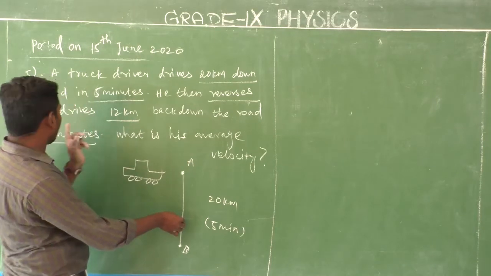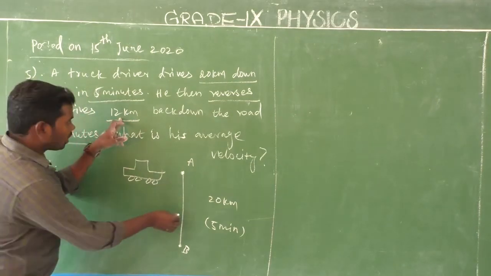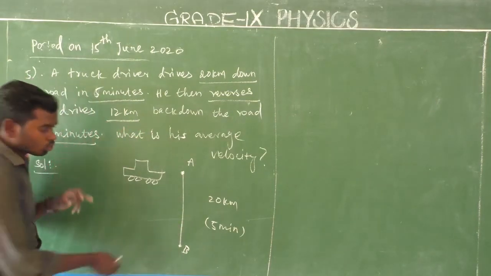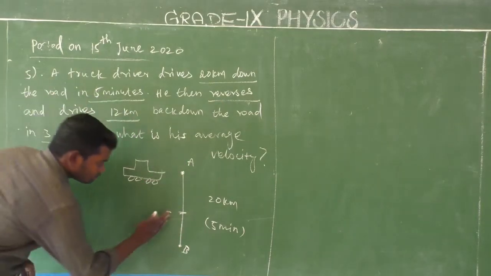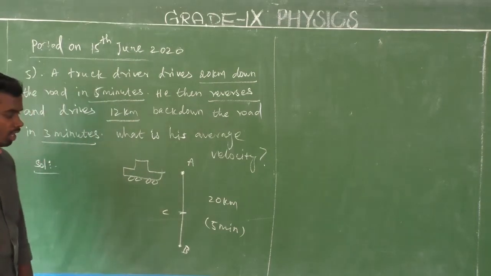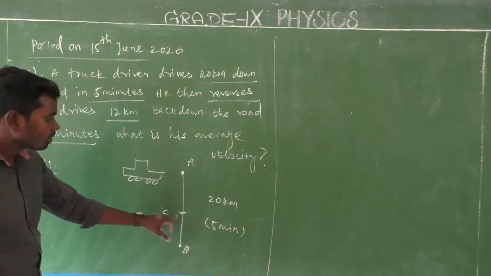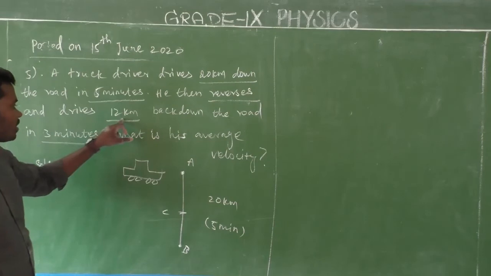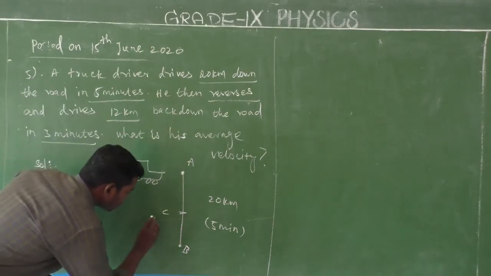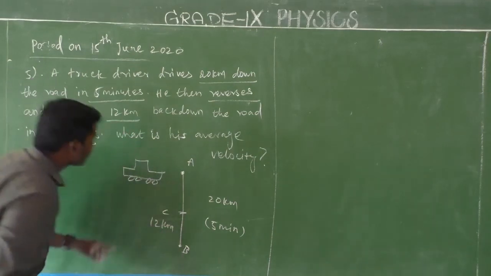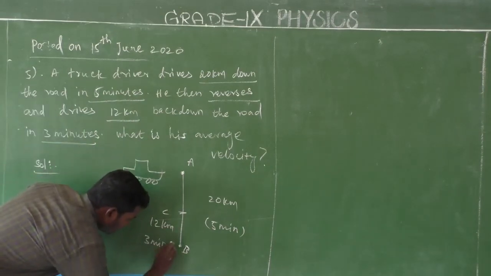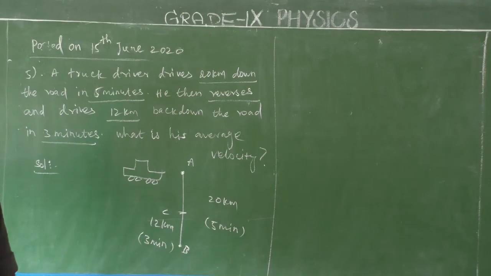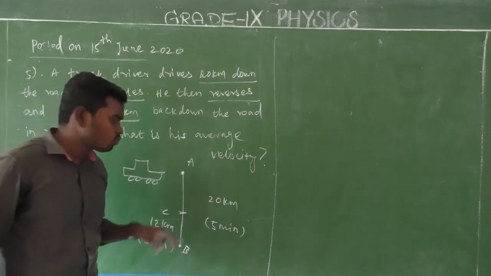And the truck covers how much? 12 kilometers in 3 minutes. So this truck comes to position C. This is C. Is it clear? So here the truck moves back along the same path and covers 12 kilometers in 3 minutes. Is it clear? Now you find out the average velocity.